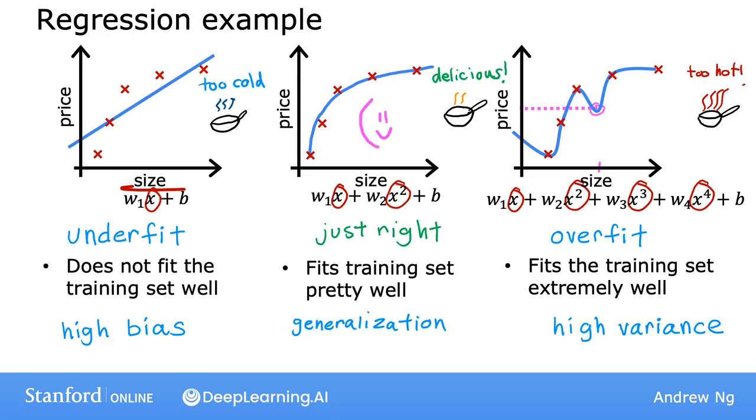So to recap, if you have too many features, like the fourth order polynomial on the right, then the model may fit the training set well, but almost too well, or overfit, and have high variance. On the flip side, if you have too few features, then in this example, like the one on the left, it underfits and has high bias. And in this example, using quadratic features, x and x squared, that seems to be just right.